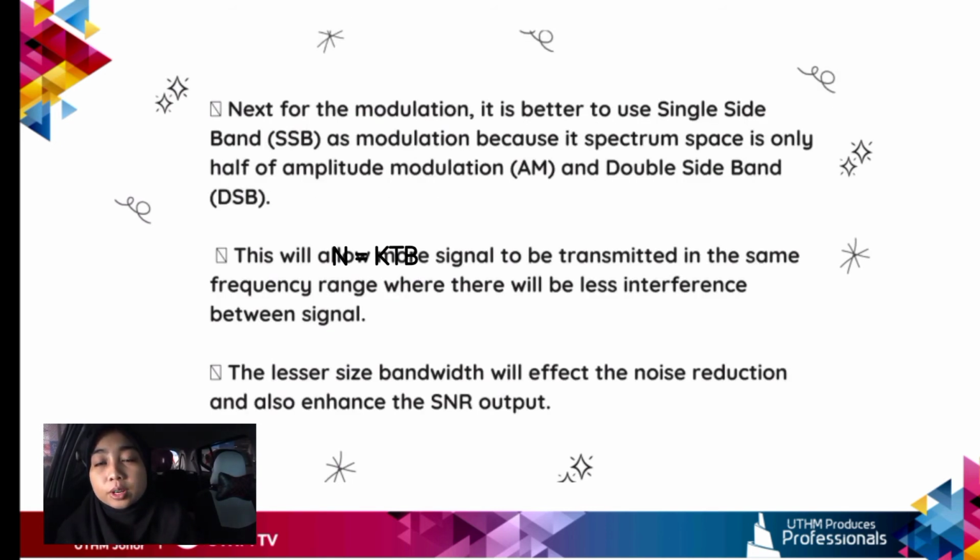The second is the modulation. It is better if we use single sideband, or SSB, as modulation because its spectrum space is only half of amplitude modulation, AM, and double sideband, or DSB. This will allow more signals to be transmitted in the same frequency range, where there will be less interference between the signals. The size of the bandwidth will affect the noise reduction and also enhance the SNR output.